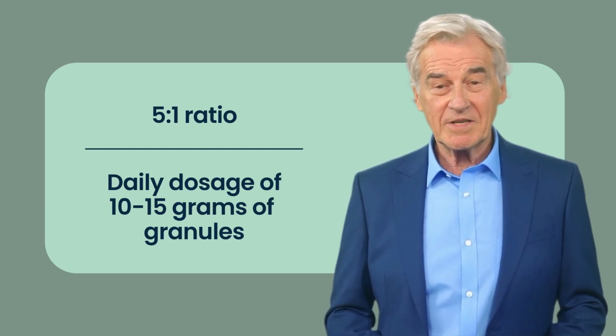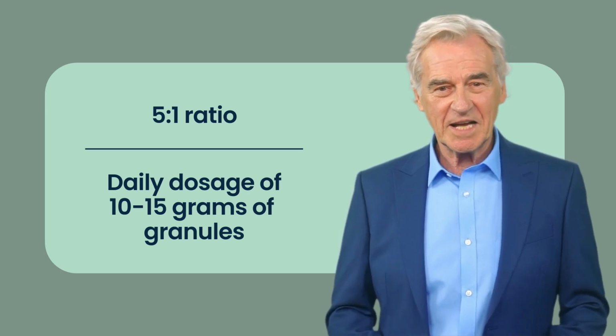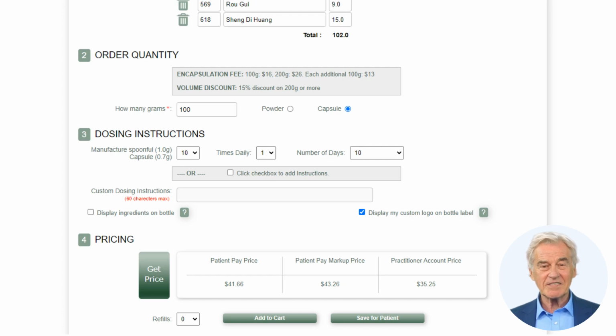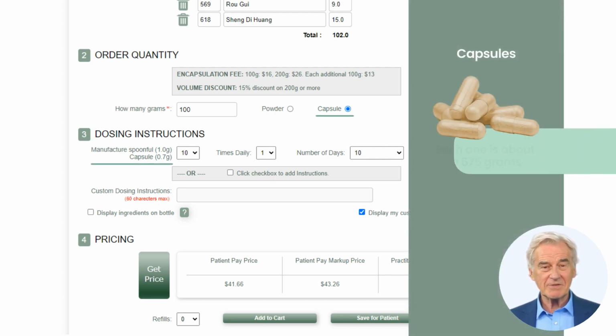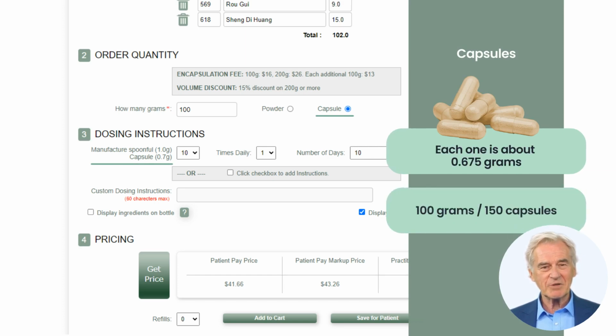Whether you like loose granules or the convenience of capsules, eScript has you covered. You can prescribe in the form that suits your patient best. One last thing. If you go for capsules, each one is about 0.675 grams. This is based on 100 grams divided into 150 capsules. Keep that in mind when creating your prescription.